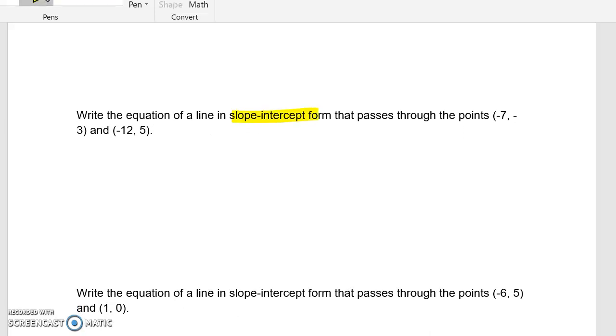So again, a line in slope-intercept form, y equals mx plus b. We need to find our m, we need to find our b. So first things first, find the slope. I'm going to make my XY table.